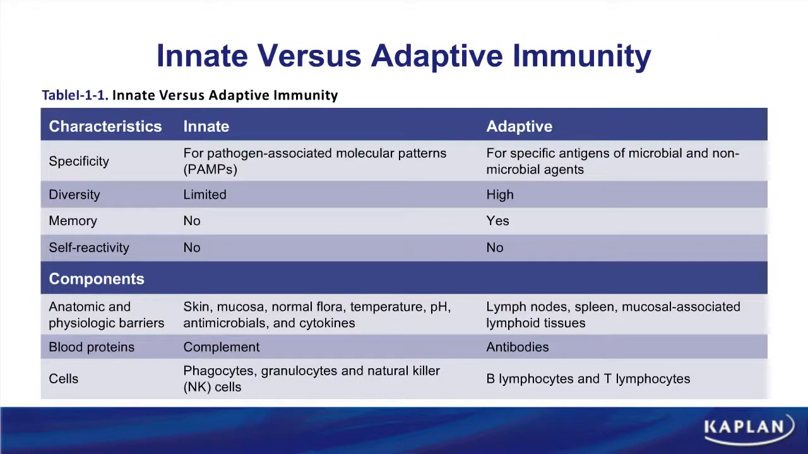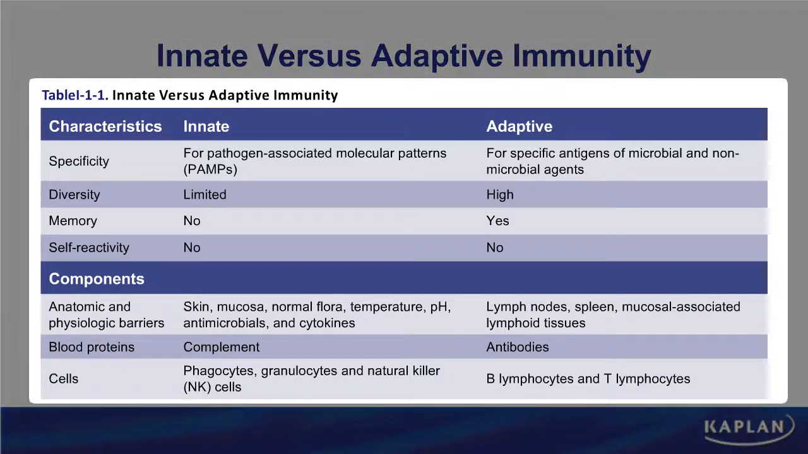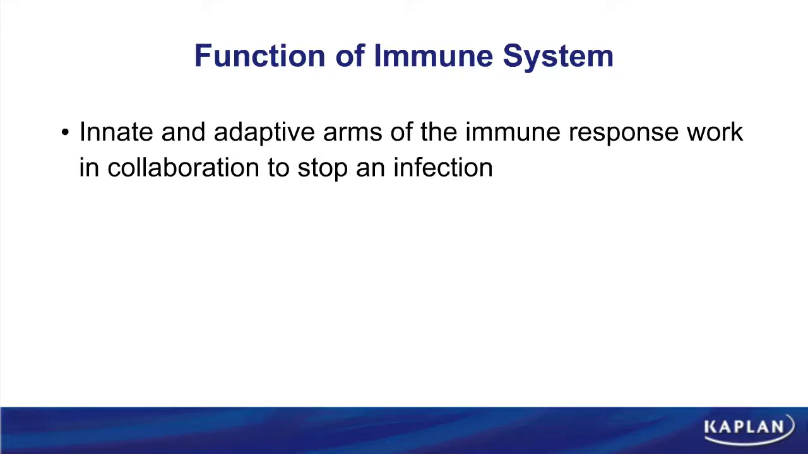This table is great for comparing and contrasting both the characteristics and the components of the innate and adaptive immune response. I would recommend that you reference this particular table when you are reviewing the material for Chapter 1. It's important to understand that both the innate and the adaptive immune system come together to help eliminate infections. They don't live separately on an island and never talk to each other.